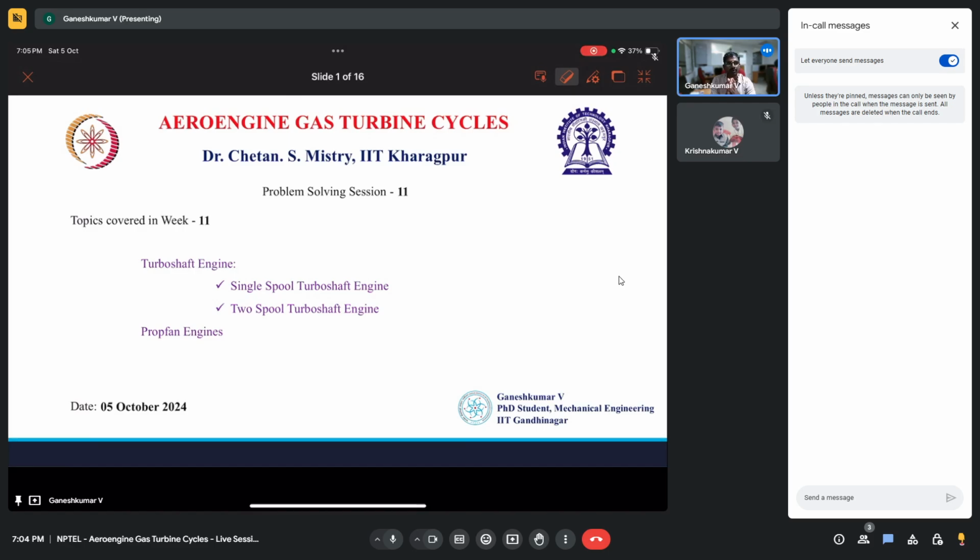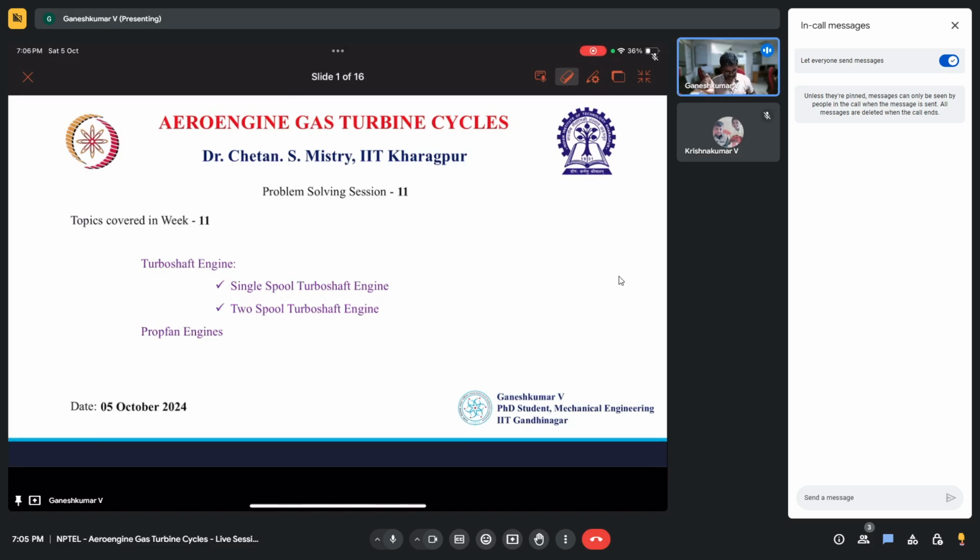In addition, we also studied about prop fan engines. If you remember, we also touched on prop fan engines sometime in week 9, but we didn't solve any numericals. We solved one numerical here in week 11. I think the assignment 11 problem is also based on prop fan engines. If you get an idea of how turboshaft engines work and also how turbofan engines and turboprop engines work, it should be straightforward to solve the numerical given in this week's assignment.